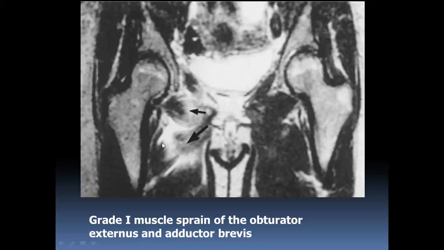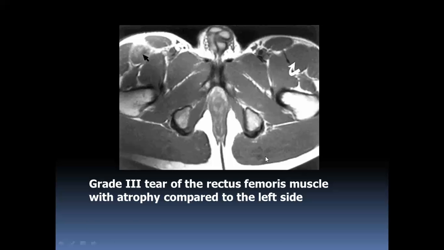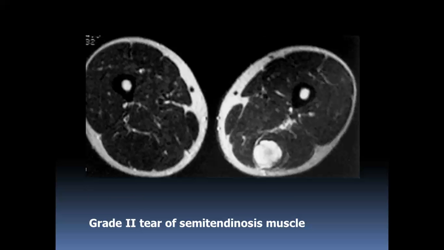This is showing some edema, muscle sprains of the obturator externus and the adductor brevis, showing edema in the T2 weighted images. That means this is muscle sprain. The second one is the disruption or laceration, and here the region of the hematoma of the semitendinosus muscle.